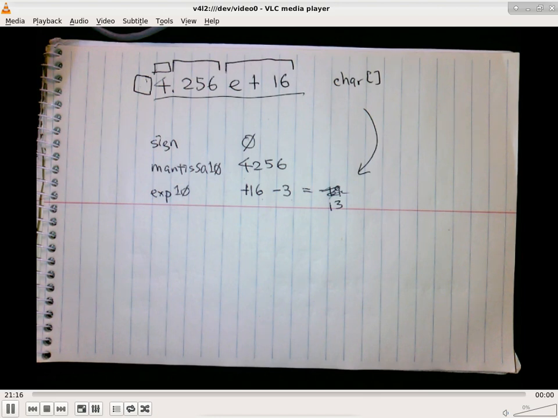Yep. So the input's supposed to be a string? Yeah, the input is going to be a string. And I can give you a template of what we can use. So I'll show you what the template would look like.